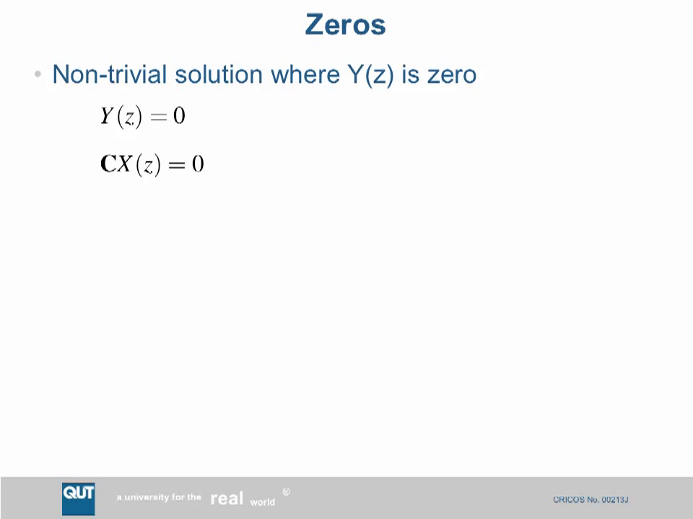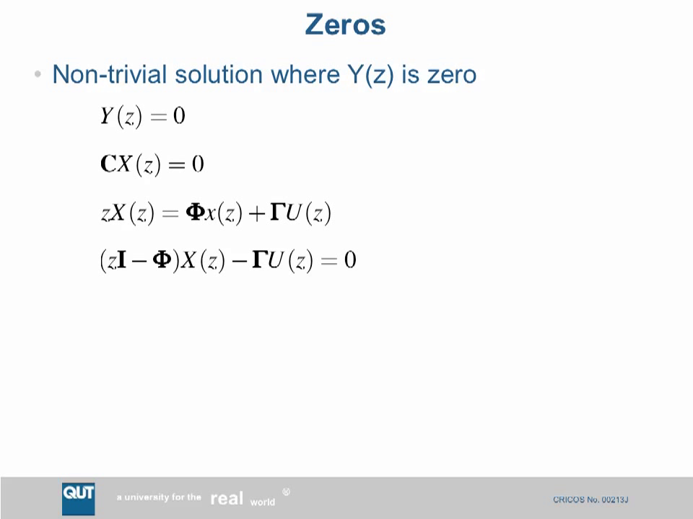And we can make these substitutions, and we can keep doing this, and we end up with this big matrix being equal to 0. And that will be equal to 0 when the determinant of that matrix equals 0. So if we know for our discrete time system the phi matrix, the gamma matrix and the output matrix C, pump them all into a matrix, take its determinant, and that will tell us the zeros of the system.